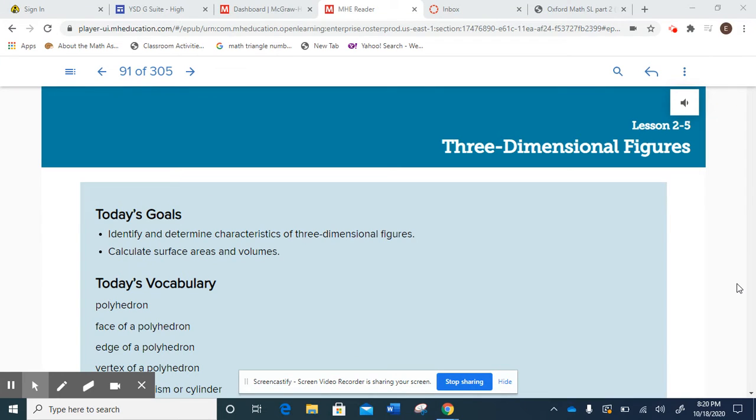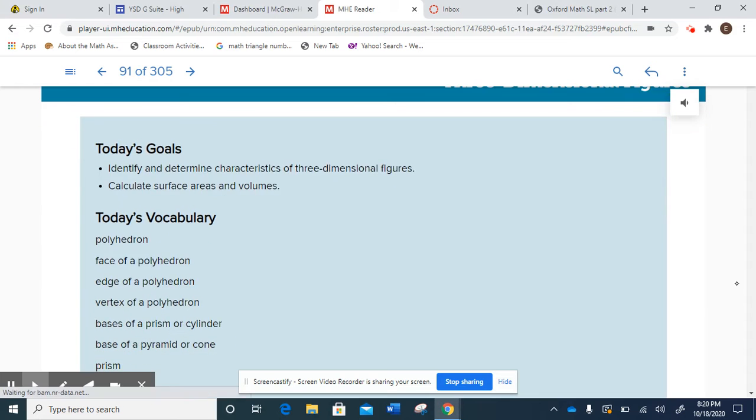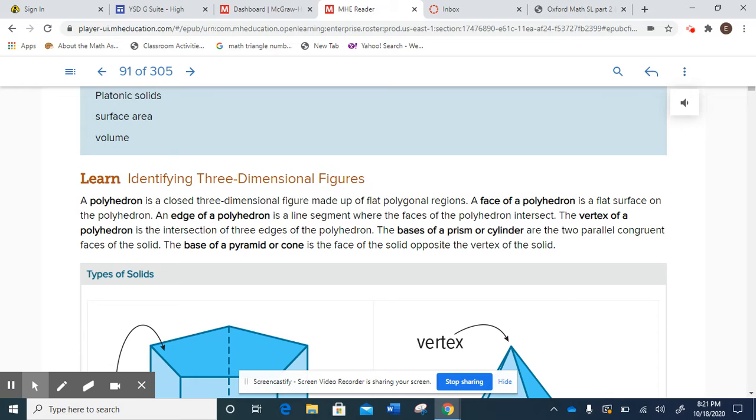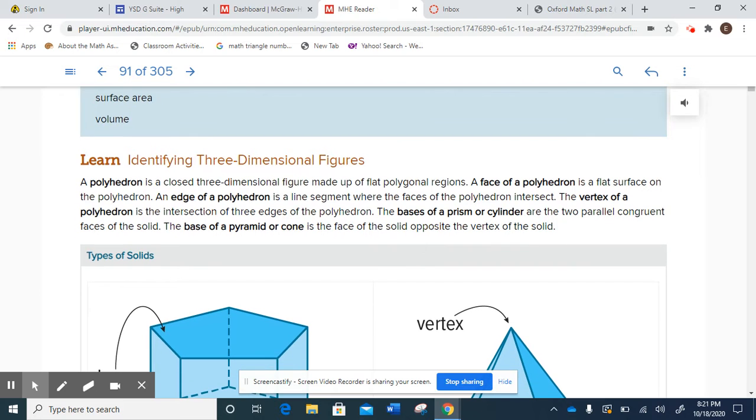So in 2-5, we're going to cover three-dimensional figures, starting off with some definitions. A polyhedron is a three-dimensional closed figure made up of flat polygonal regions. The face is a flat surface. The edge is basically the line segment that creates a 90-degree angle most times. The vertex is where the points of your polyhedron meet.